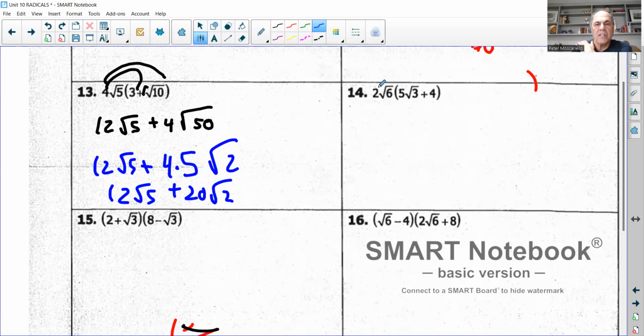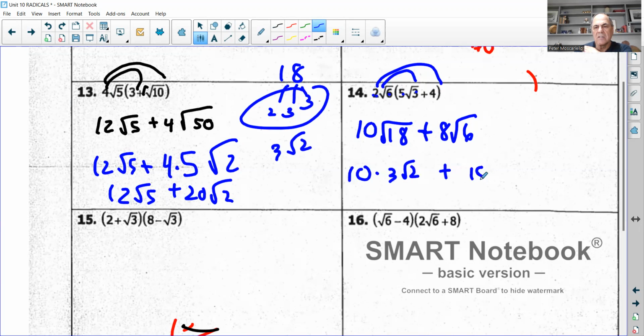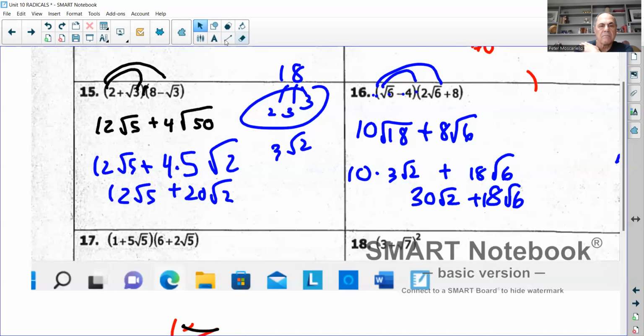All right, and 14. Again, when we multiply, it's coefficient times coefficient. 2 times 5 is 10. Or if you want, outside number times outside number. And then the radicals, 6 times 3, 18. Then we go here, it's 2 times 4 is 8. I get square root of 6, nothing there, so it's just square root of 6. 18 breaks down like this. So I pull out 3, so I get 3 root 2. So I have 10 times 3 root 2. That's the answer. Okay, so that's all the distributive. Now we're going to go into the FOIL.